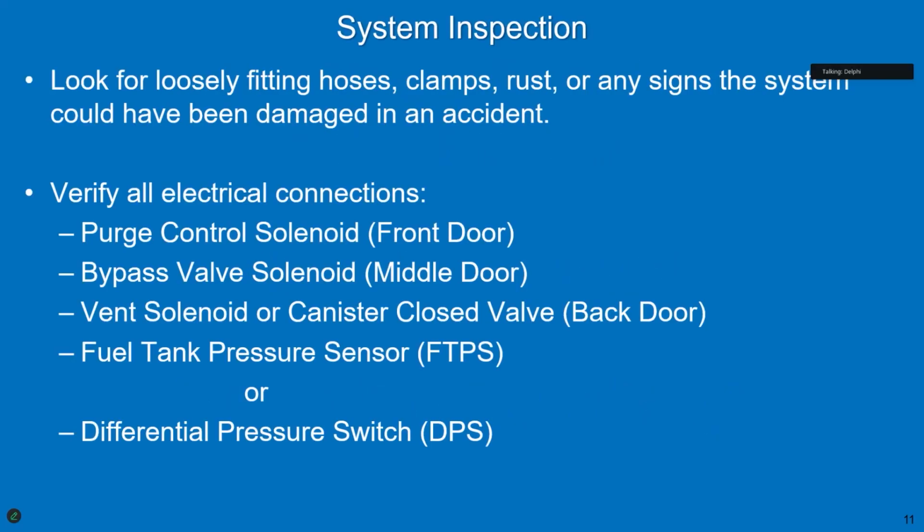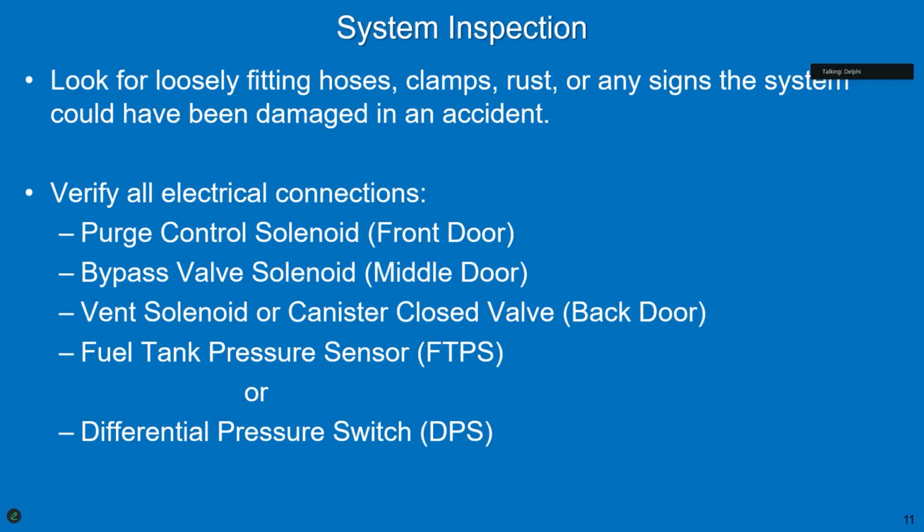Okay, first of all, always do a good visual inspection. Look for loosely fitting hoses, clamps, rust, any signs the system could have been damaged or in an accident even. Look for cracked lines. Some of the systems use plastic lines, and over time they age, they crack. We all know there's rodents in the engine compartments and under the cars, and they like rubber vacuum lines and hoses. So do a good visual inspection.